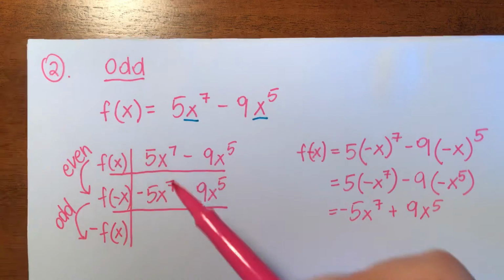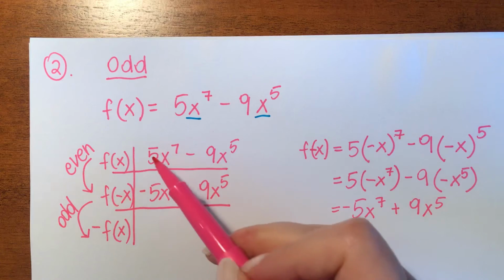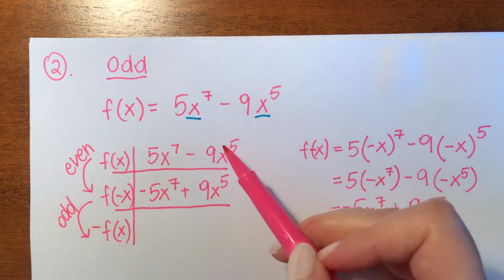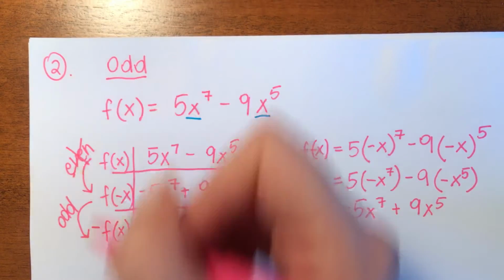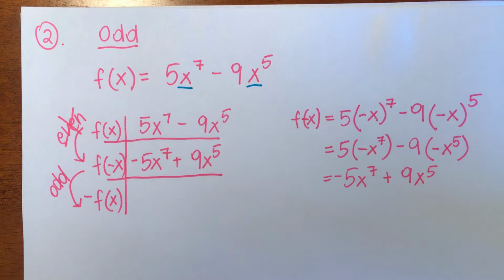As you can see, these two are not the same. One is positive, one is negative, same thing here. So this is not an even function. Now let's take a look at whether this is an odd function.